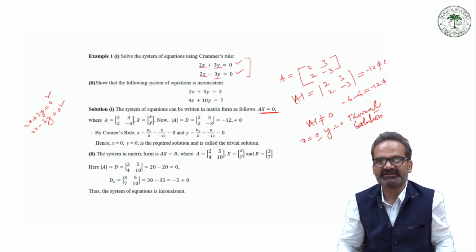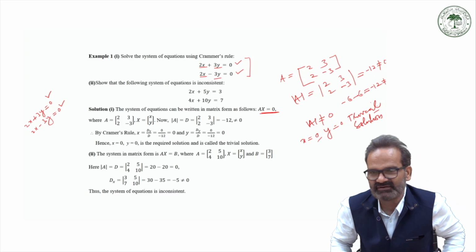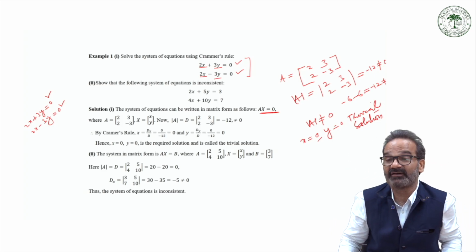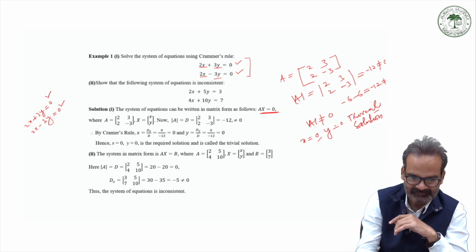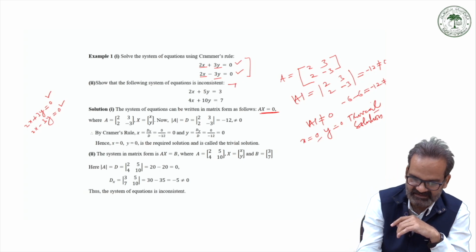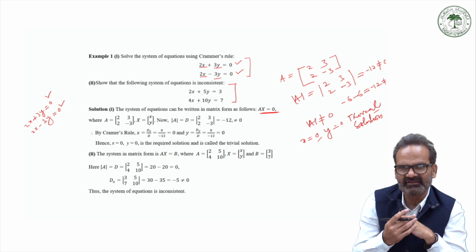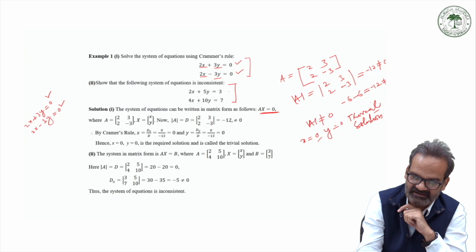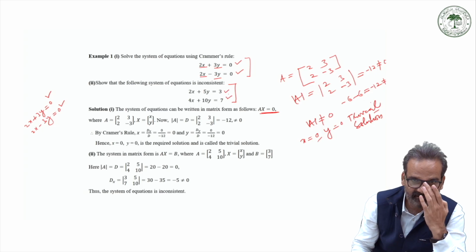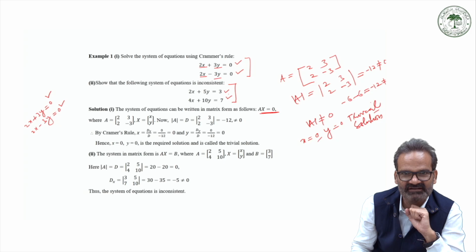As we have seen, the determinant of A is not equal to 0, so it will have a trivial solution. If the determinant of A becomes 0, then it will have infinitely many solutions. Case 2, let us take this one also. 2x plus 5y is equal to 3, 4x plus 10y is equal to 7. Now, this is a non-homogeneous system because the terms are there on the right hand side. So this is a non-homogeneous system of equations.